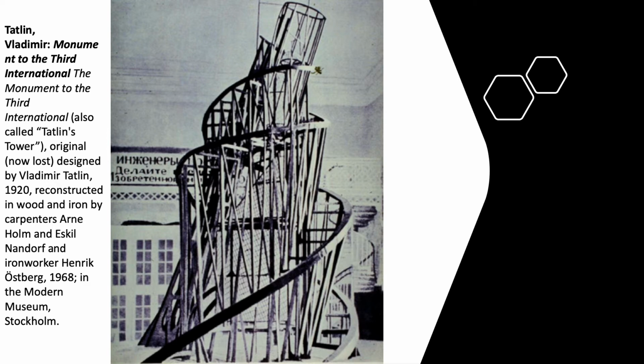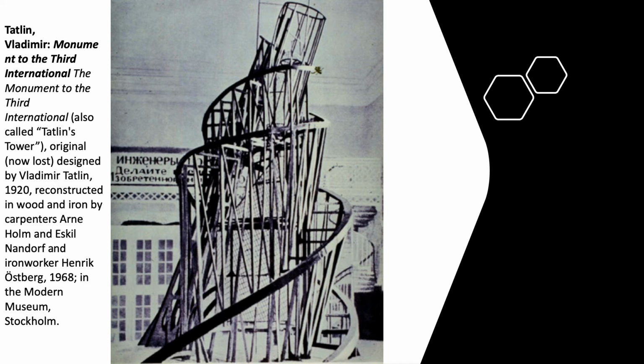It was built as a model, and the model itself was 22 feet high, and it was displayed in the exhibition of the 8th Congress of the Soviets in December of 1920. It consisted of a leaning spiral, iron framework supporting a glass cylinder, a glass cone, and a glass cube, each of which rotated at different speeds. The building's interior would have contained halls for lectures, conferences, and other activities.